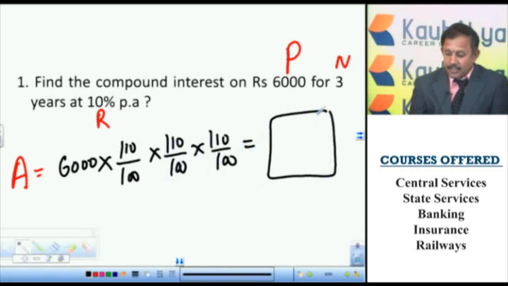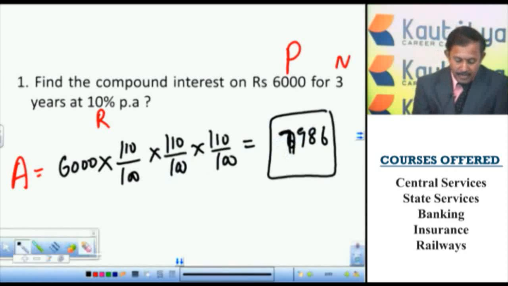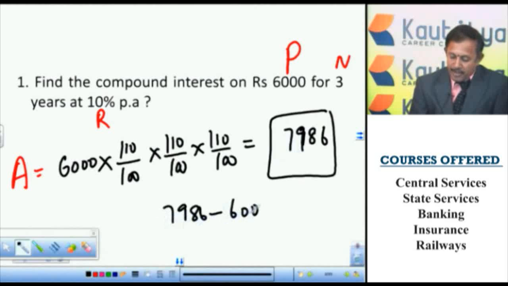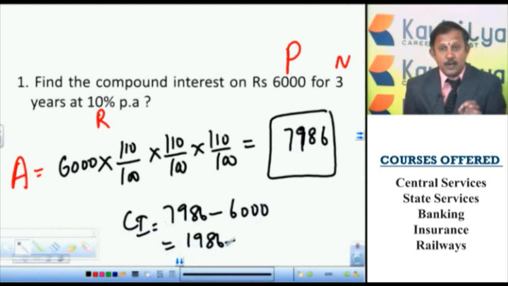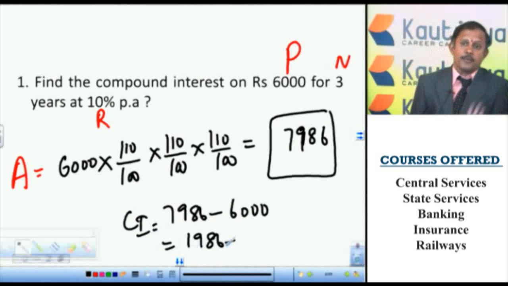We can calculate the final amount, the 7,986, that will be the final amount. But this 7,986 is an amount, minus principal value, that gives the compound interest. So therefore 1,986 rupees, that is the compound interest obtained on 6,000 rupees.